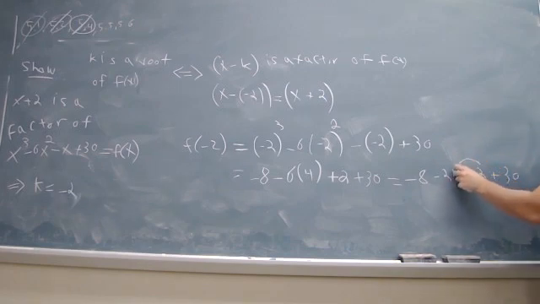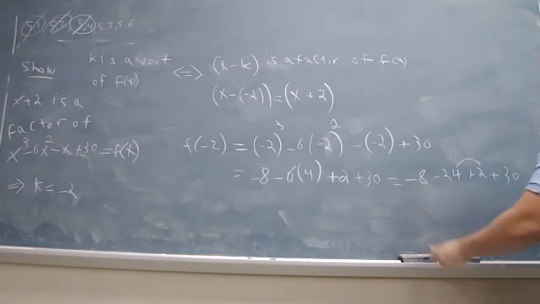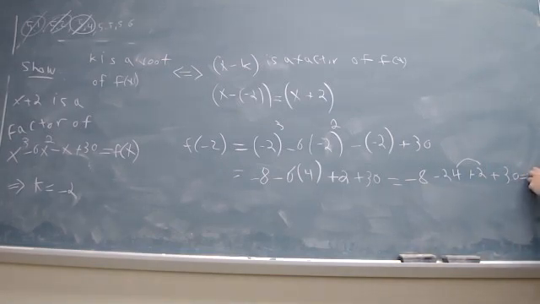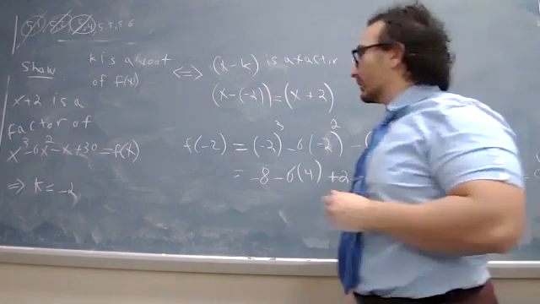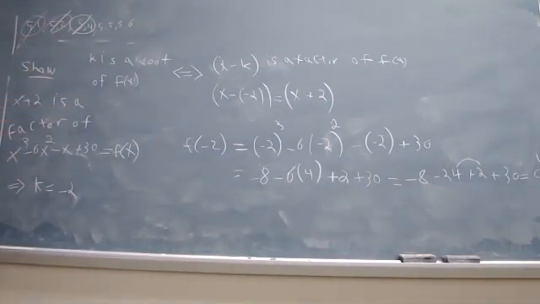When you combine these two together, you get negative 22. And then when you combine negative 22 with negative 8, you get negative 30. And when you combine negative 30 with positive 30, you get 0. Done. So by the factor theorem, we have shown that x plus 2 is a factor of this.